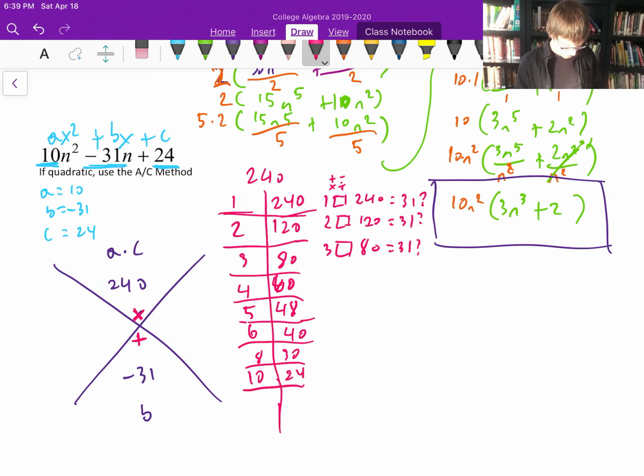Okay, 11 does not go into 240. 12 does go into 240. 12 and 20, but I can't add, subtract, multiply, or divide 12 and 20 to get 31, so I'll keep going. Let's see, 13. I don't think 13 goes into 240. And I don't think 14 goes into 240 either. No, it doesn't. But 15 goes in. Let's see, 15 times what? I think 15 times 16 goes into 240.